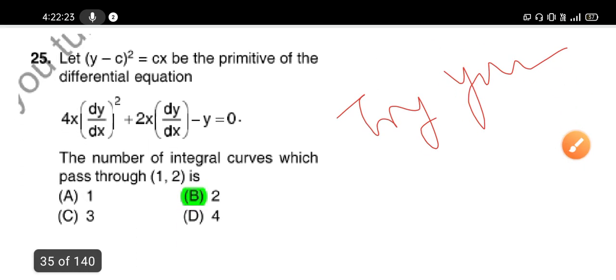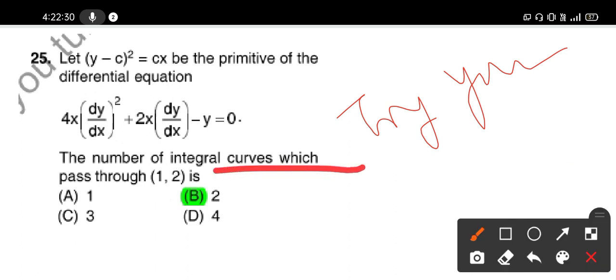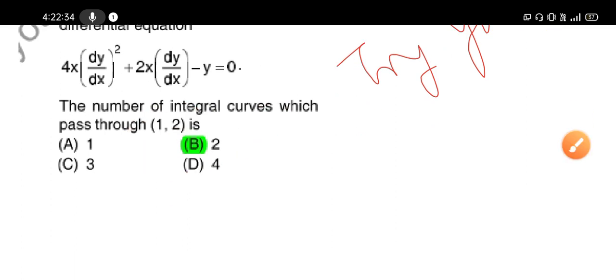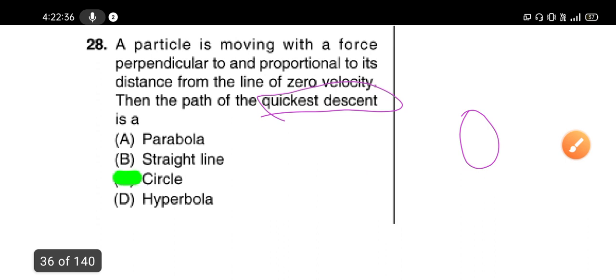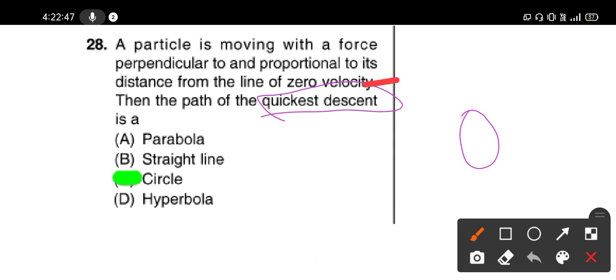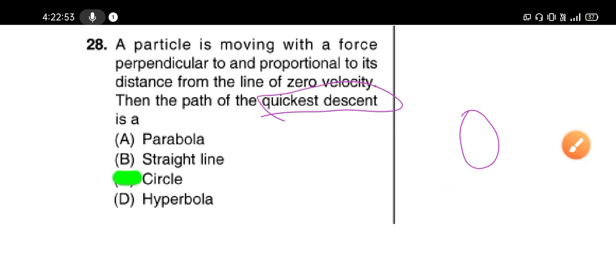Let 5 minus c square is equal to cx be a primitive of the differential equation. The equation is given; find the number of integral curves which pass through. Try yourself. Option B is correct. Next question: a particle is moving with a force perpendicular to and proportional to its distance from the line of zero velocity. Then the path of quickest descent is a direct result. Quickest descent means circle.